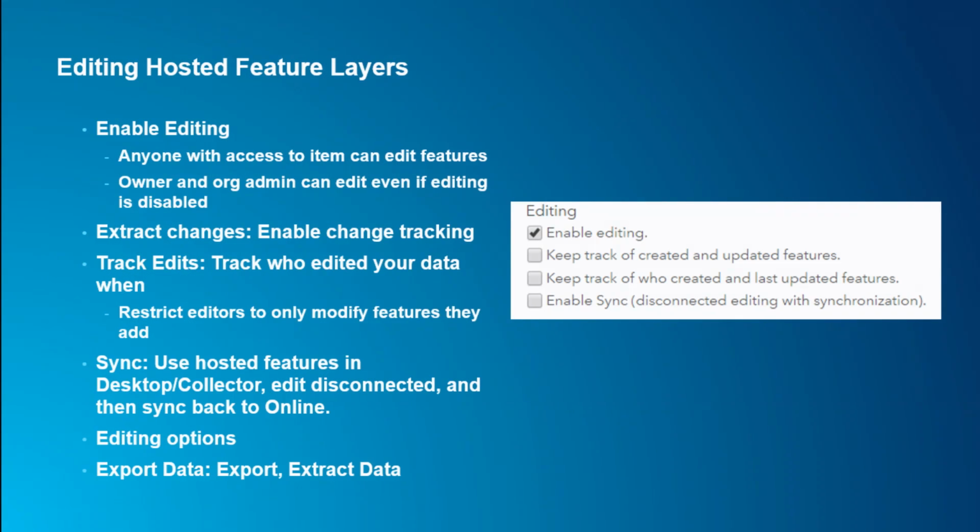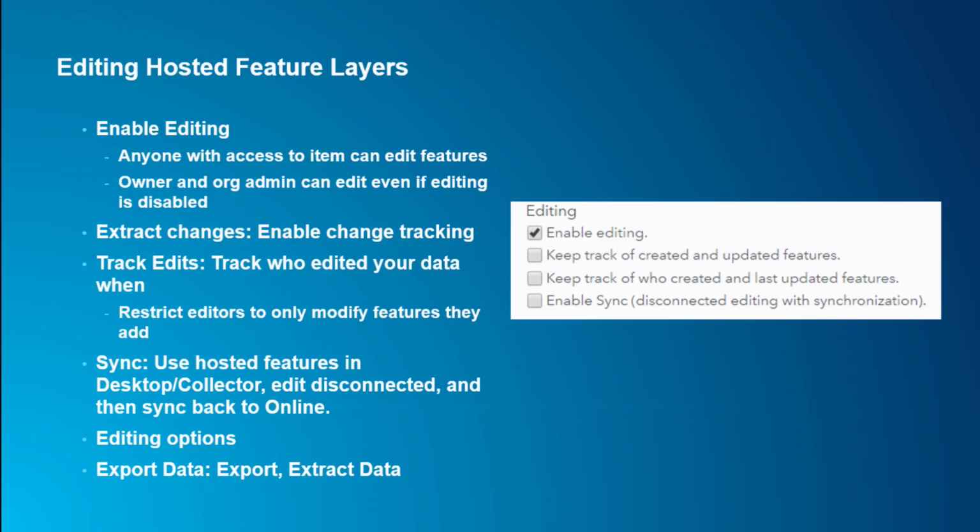All right. So editing is a lot of the times a very powerful functionality for feature layers. So you can easily enable editing on a feature layer. You would go into the item detail page for the layer, the one that Jeremy showed, and there's a settings tab, and you would go in there and you can enable editing. And once you enable editing, everybody who has access to that item can edit the features. And keep in mind that the owner and the organization admin can edit even if editing is disabled. So that's always there.